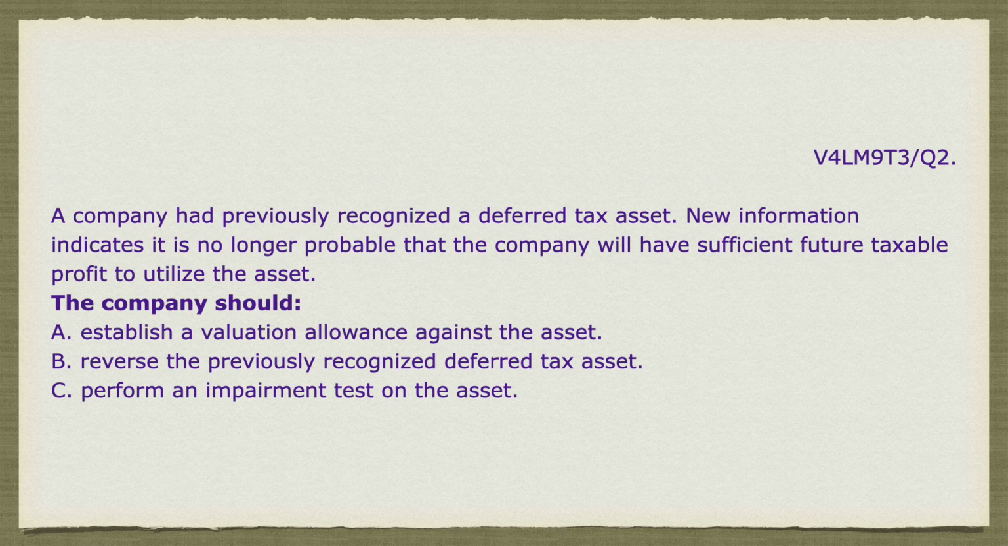A company had previously recognized a deferred tax asset. New information indicates it is no longer probable that the company will have sufficient future taxable profit to utilize the asset. The company should A, establish a valuation allowance against the asset, B, reverse the previously recognized deferred tax asset, C, perform an impairment test on the asset.